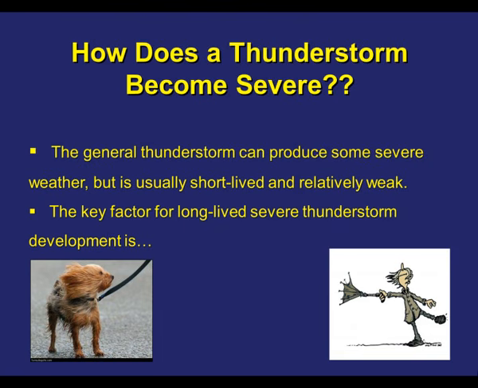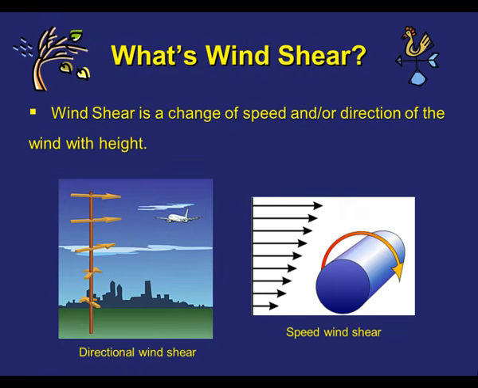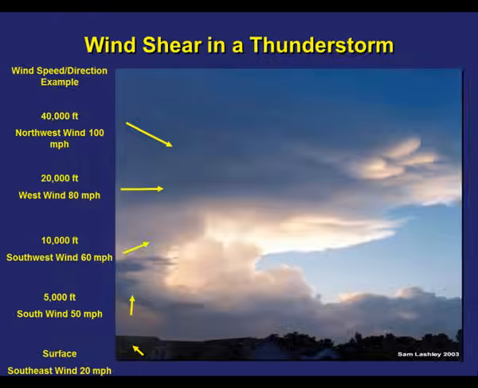Okay, so that's a general thunderstorm, and they can produce some severe weather, but it's usually short-lived, relatively weak. What is the key factor for long-lived severe thunderstorm development? That's something called wind shear. What is wind shear? Well, wind shear is a change of wind speed or direction with height. Maybe it's easier to see on an actual picture of a thunderstorm. Looking at this picture right here, you can see winds at the ground are blowing from the southeast at 20 miles per hour, and at 5,000 feet are from the south at 50 miles per hour. You can see that's a change in wind speed from 20 to 50 miles per hour and wind direction from southeast to south. Why is this important?